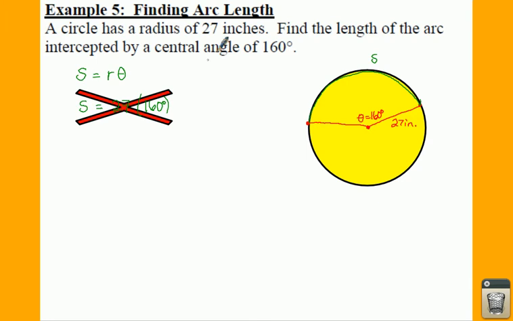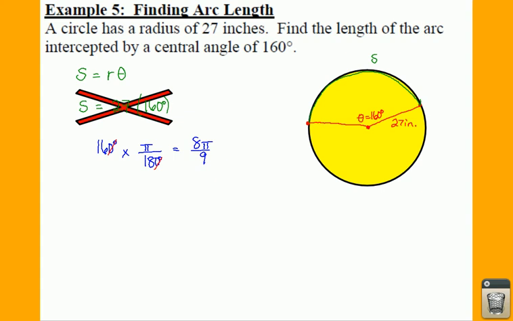But you need to convert your 160 degrees into radians. So we need to multiply this by pi over 180. And when you do that, your zeros cancel. You get 16 over 18, which is just 8 pi over 9. And so this is your radian.